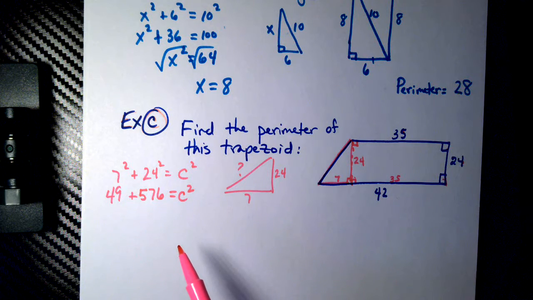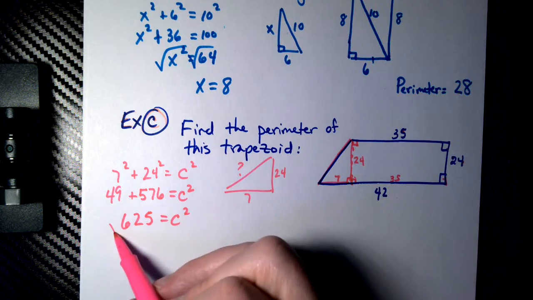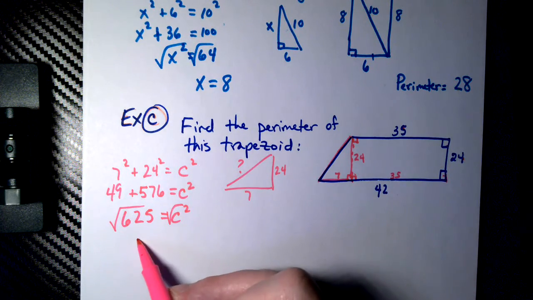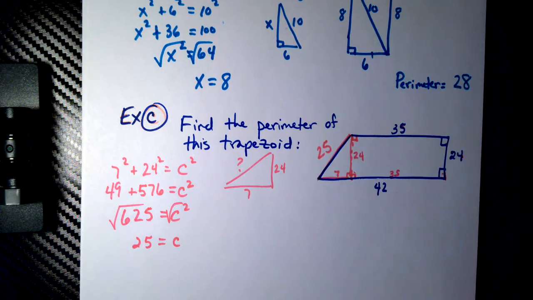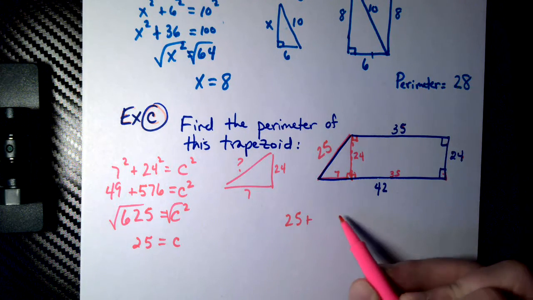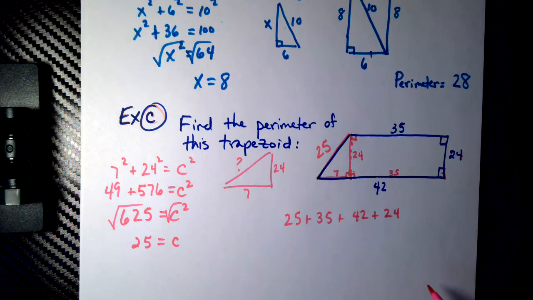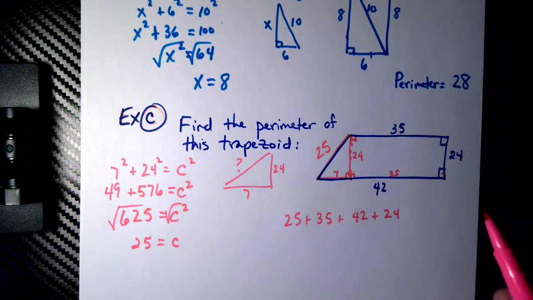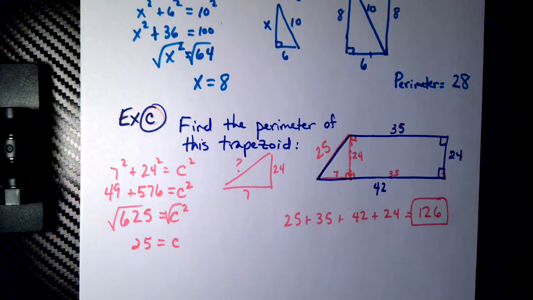All right, if I add 49 to that, what's going to happen is I'm going to get a perfect square number. Probably not one you recognize. Is equal to c squared, but if I were to square root here and here, that actually comes out to equal 25 for the hypotenuse. So this side is 25. Now I can add them all up. So it goes 25 plus 35 plus 42 plus 24 for the 4 sides of the trapezoid. So 25 plus 35 plus 42 plus 24 gives me 126.